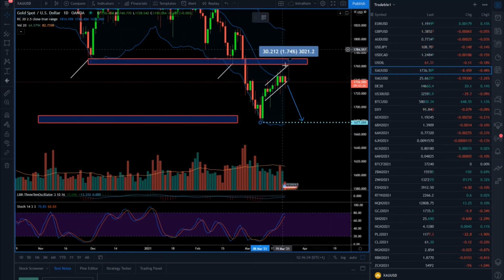So I really like this structure on the daily time frame, and it seems like it's just a bear flag and exhaustion here from last week, which might produce another downside move.